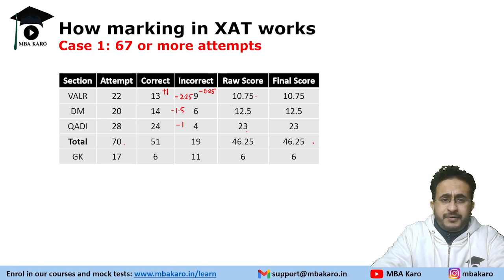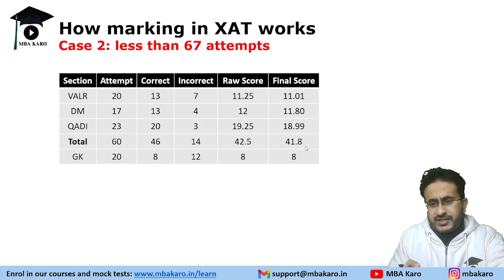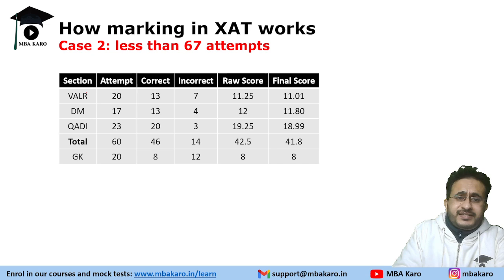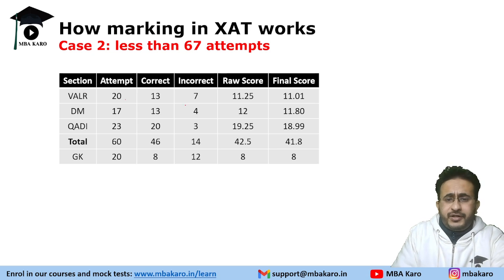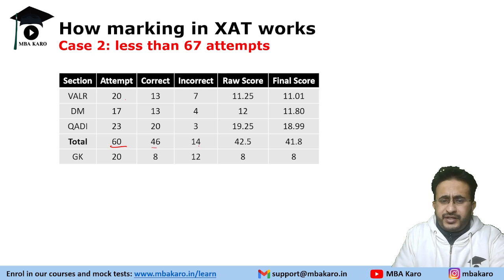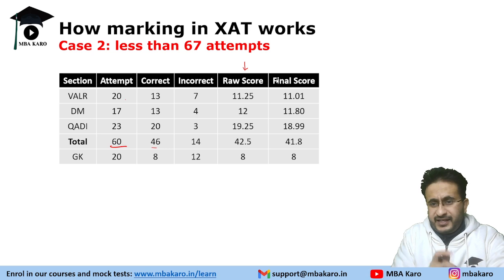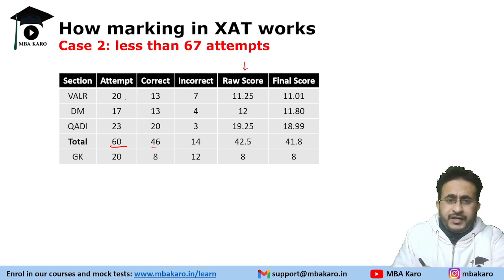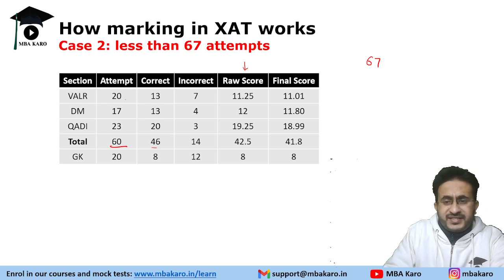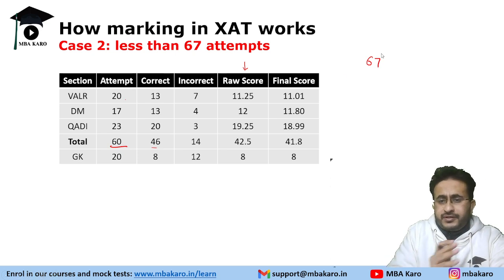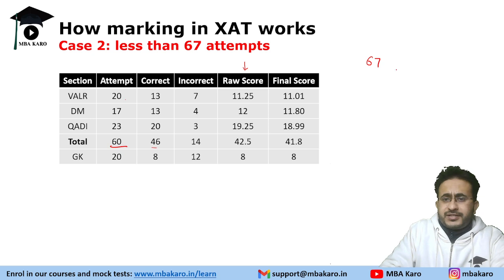But if you have attempted fewer than 67 questions, let us say you attempted a total of 60 questions, 46 correct and 14 incorrect. This would have been your raw score without the negative thing coming into place. Now, you attempted 60 questions, but you had to attempt 67 to avoid that 0.1 deduction. So there are 7 extra questions, and in these 7 questions you will lose 0.1 marks.